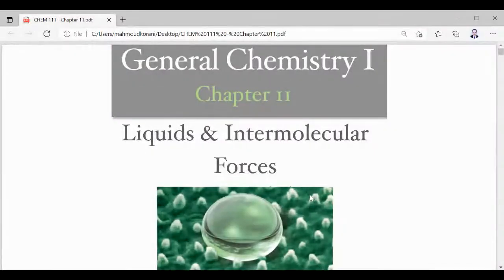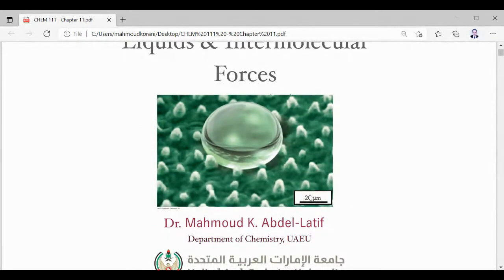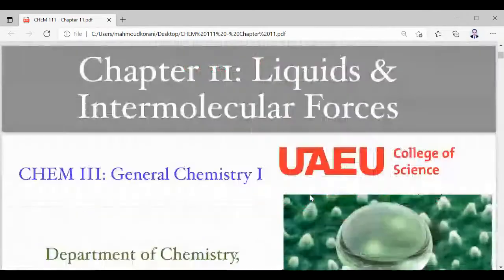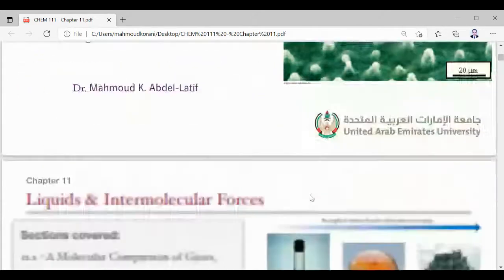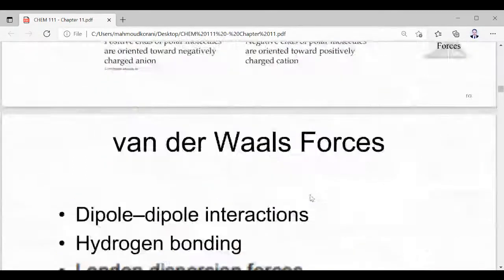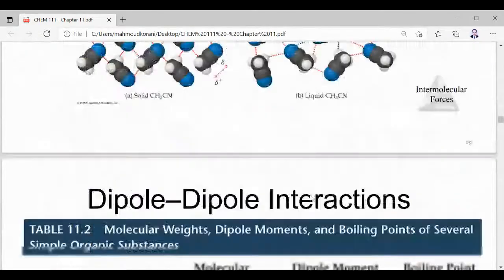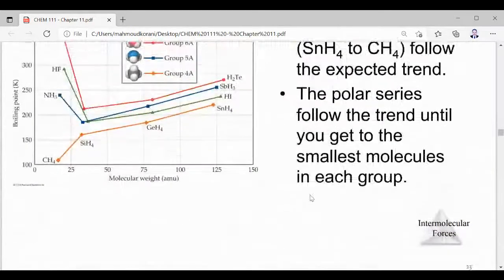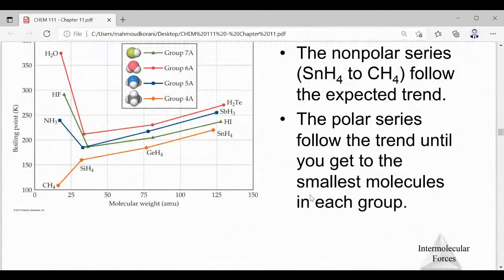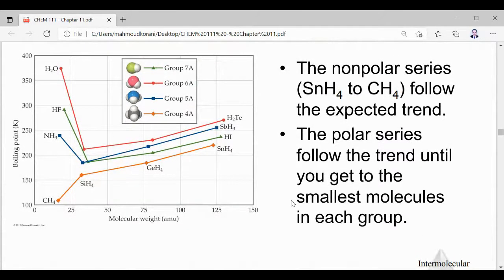Chapter 11, lecture number 2. Chapter 11 is discussing liquids and intermolecular forces. This is presented by me, Mahmoud Abdel-Latif, Department of Chemistry, College of Science, United Arab Emirates University. Last time we reached the slide discussing the behavior of the boiling point with some groups. Just reminding you, just revising it with you.